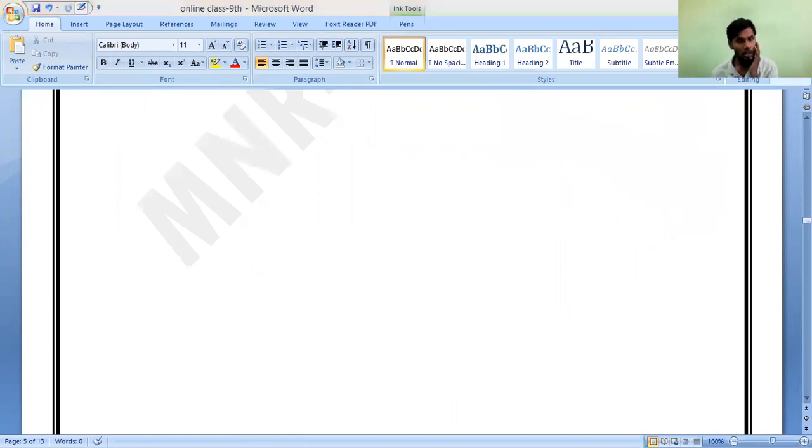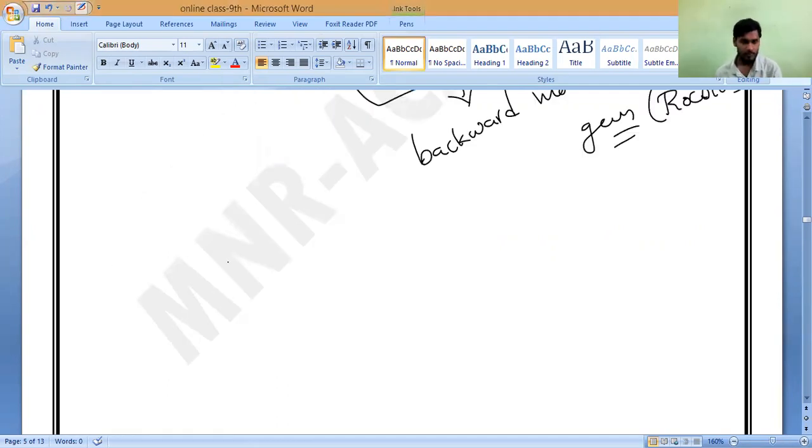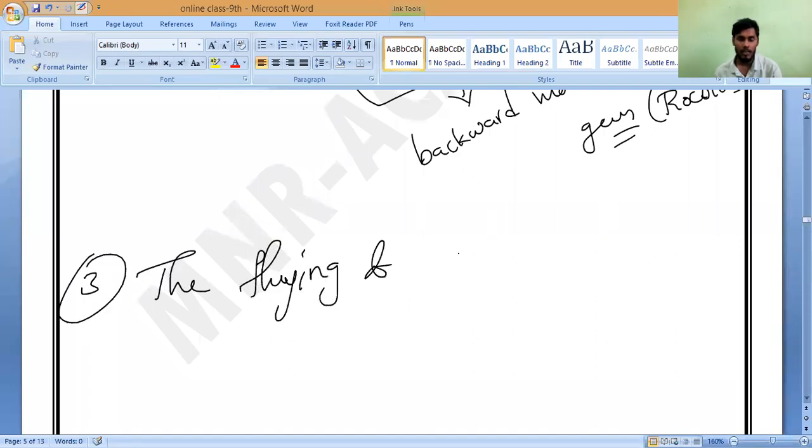How many of you know about jet aeroplanes and rockets? The flying of jet aeroplanes and rockets. This is the third one.